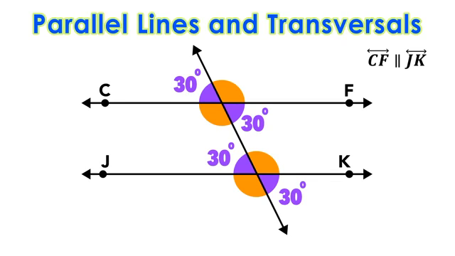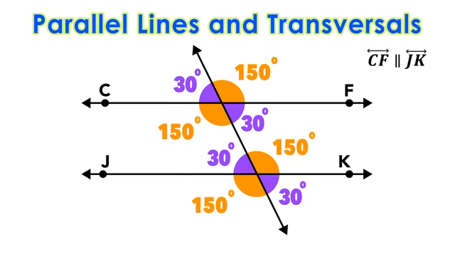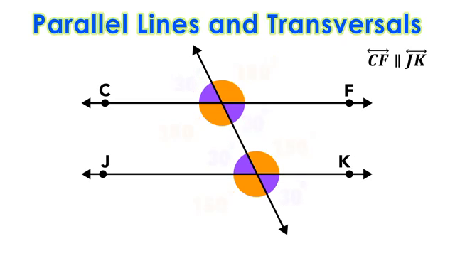We also know that all of the orange angles have a measure of 150 degrees because they are linear pairs, meaning they are supplementary. So 180 minus 30 is equal to 150. And again, this should really drive home the fact that if you know one of those angles, you can find all of the angles.